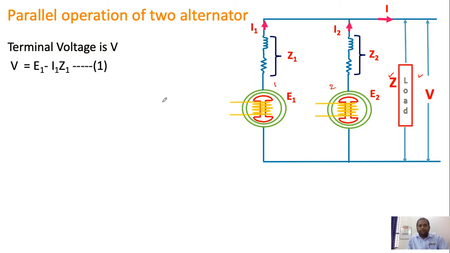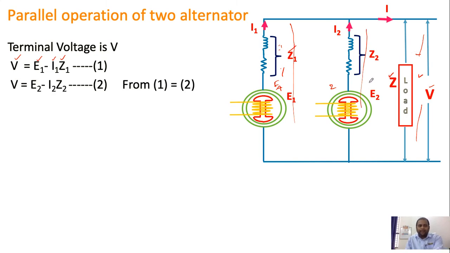Now you know V because these are parallel, right? This V over here is parallel to this circuit and also parallel to this circuit. Now I can write V equal to E1 minus I1 Z1. So V equal to E1, which is the generator voltage, minus I1 Z1, the current through this impedance multiplied by the impedance Z1. Then E1 minus I1 Z1 equal to V. That is the first equation.